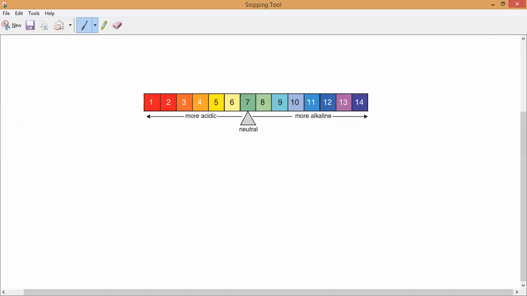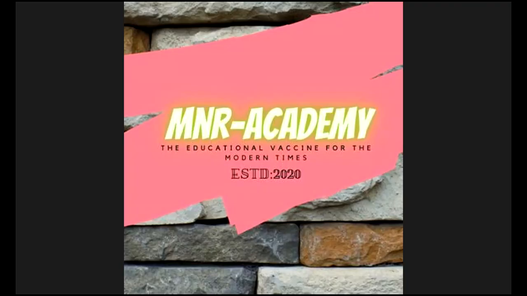Next one, blue color. Next one, navy blue. Next one, purple, correct? Understand? 11 is purple, 12 is dark purple, and 13, 14, if you observe, this is violet color and this is dark violet. That is what you have to remember.